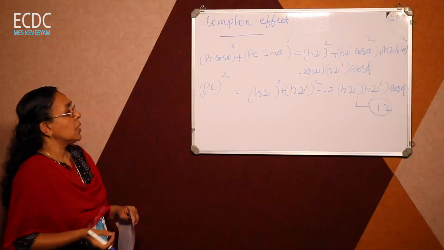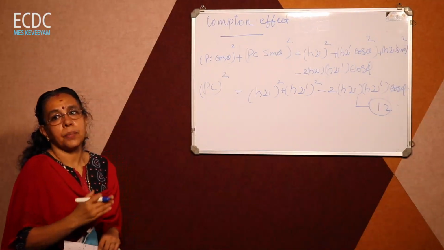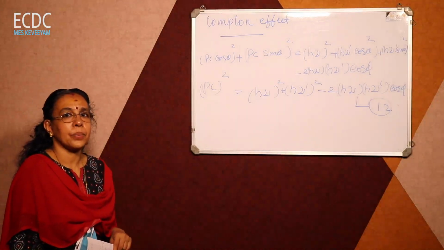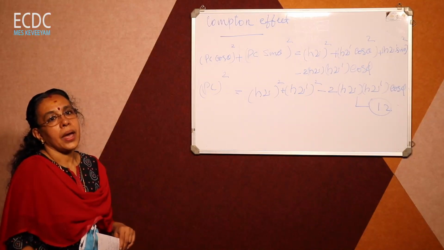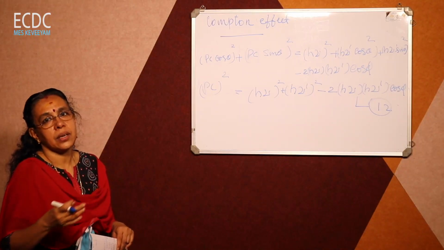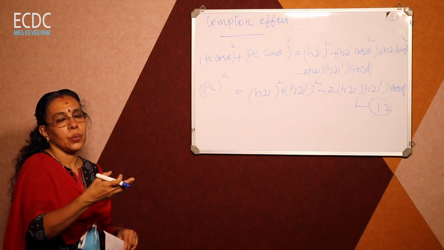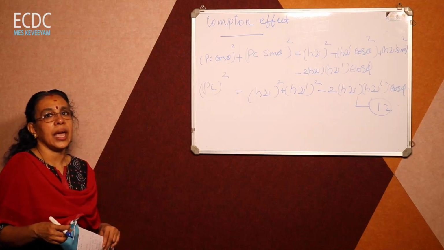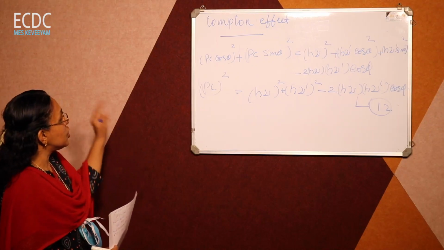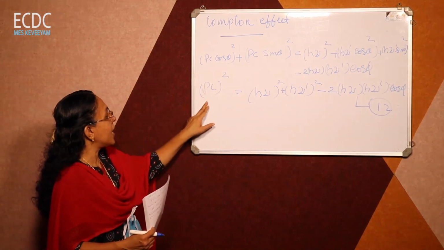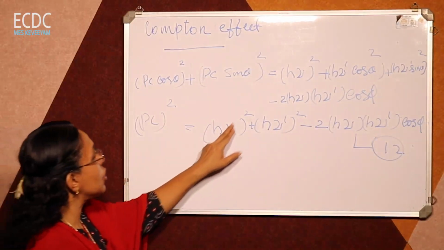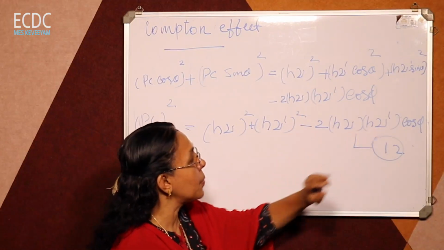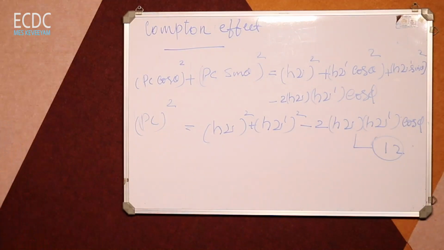That means we have considered both the parallel component and the perpendicular component. We have written the equation for the parallel component and the perpendicular component, and I think these are equation 8 and equation 9. So by squaring and adding equation 8 and 9 and rearranging, you will get the expression PC squared is equal to h nu squared plus h nu prime squared minus 2h nu nu prime cos phi. So put it as equation 12.